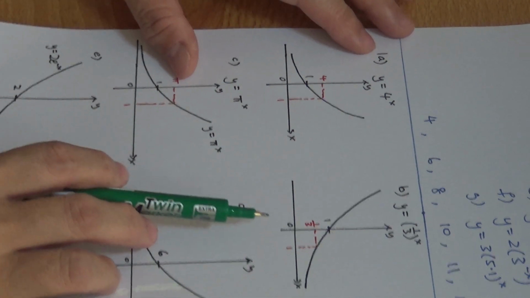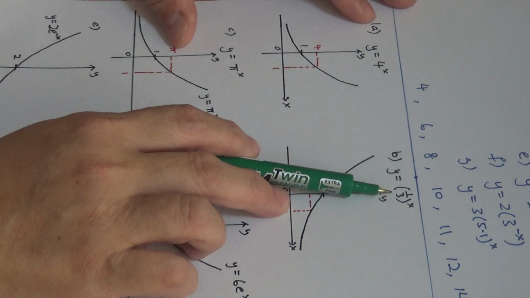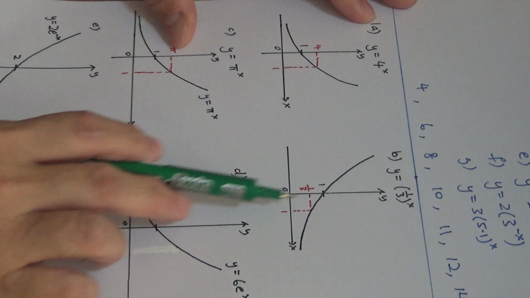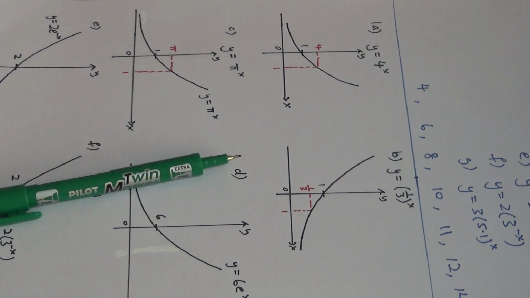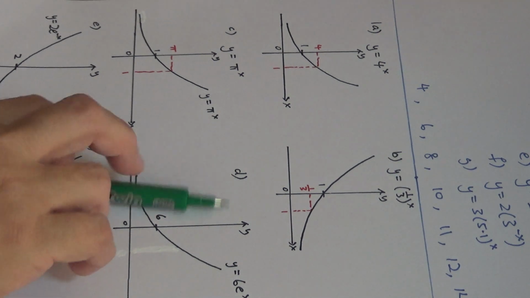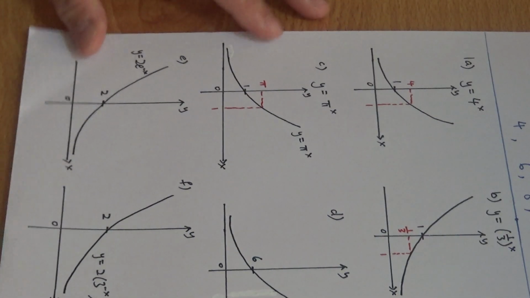Now for part B, it will go this way, because this is 1/3, which is less than 1. It will cut at 1, and when x is 1, it will be at 1/3. So please check your curve to see that it is the same. Next I'm going on to part C.